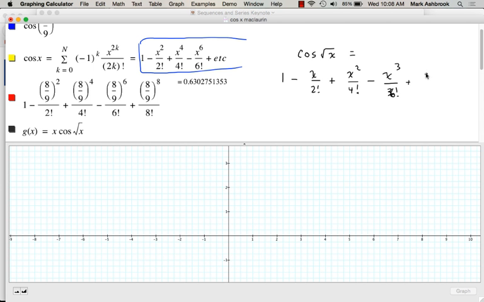Plus it'd be x to the 4th over 4 factorial, etc. So it took a little bit of work to generate cosine x, right? But now having cosine x, we just wrote down the power series for cosine radical x in like 30 seconds. But we wanted x times cosine radical x. So what's the power series for x times cosine radical x? Everyone do it, go.